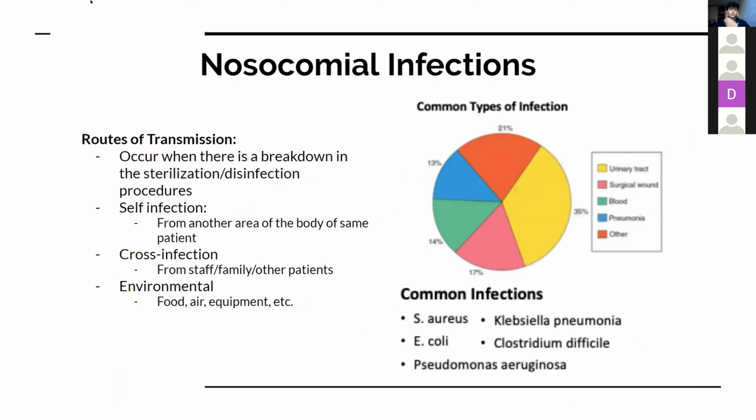Okay, nosocomial infections. As I said, it occurs when there's a breakdown in sterilization or disinfection procedures. So follow your cleaning protocol and stuff like that. And I've put on the right the most common types of nosocomial infections and where they happen. The most common type of nosocomial infection is in the urinary tract, because catheterization and sterilization from there is very common. So if you see any of the ones on the bottom right, like Staph aureus, Klebsiella pneumonia, E. coli, Clostridium difficile, Pseudomonas, those are very, very important nosocomial infections.